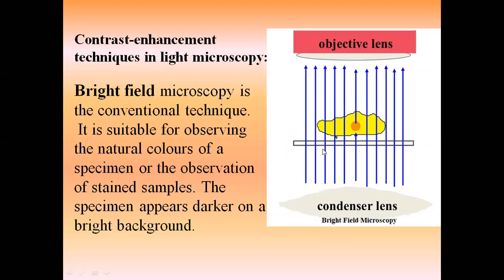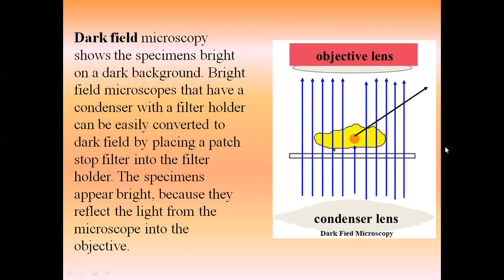That means there is a bright background, and when that bright light is passing through the sample, as a result we are able to see that specimen in dark color, and that specimen image is seen through the objective lens. Okay, so that is the idea about your bright field microscopy. That means the light can pass through the sample. That is one thing. Then next is your dark field microscopy.